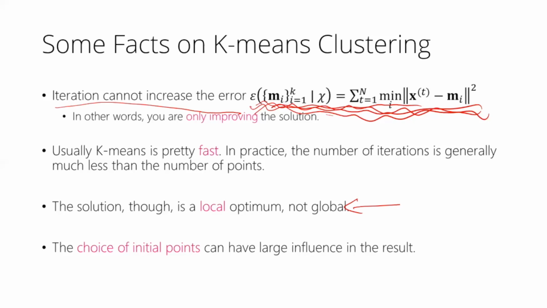I'm going to move on to stress the fourth bullet, that the choice of initial point can have a large influence on the result. So like I said, depending on how you set the initial mean, the result of K-means could be largely different. Because of this, what people usually do is perform K-means clustering with different initial conditions, solve it multiple times, and then take the average or the most frequent set of clusters as the final solution.